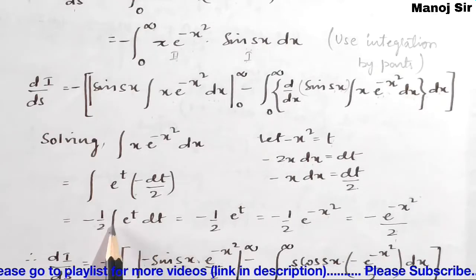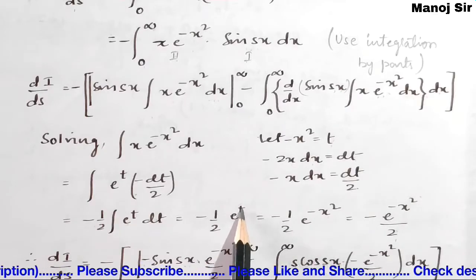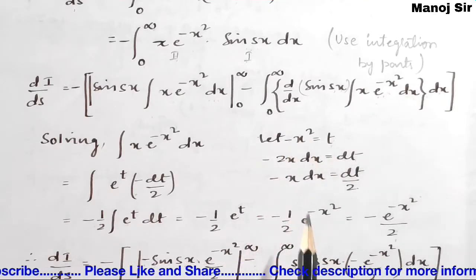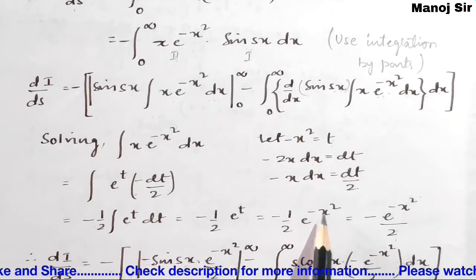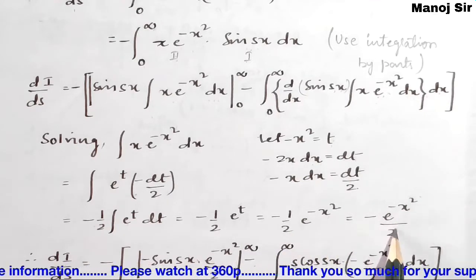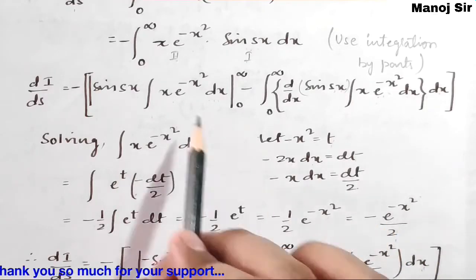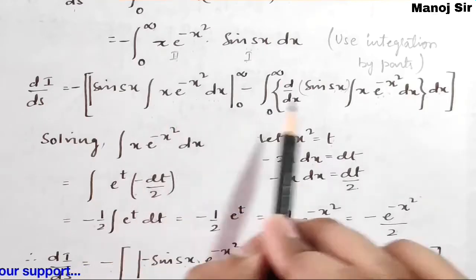So the integration of e to the power t dt is what? It is e to the power t. So this is minus half e to the power t. And what is t? That is minus x square. So minus half e to the power minus x square, which we can rewrite as minus of e to the power minus x square upon 2. This is the value for this integration. Now we will simply replace this, put this value here and here.